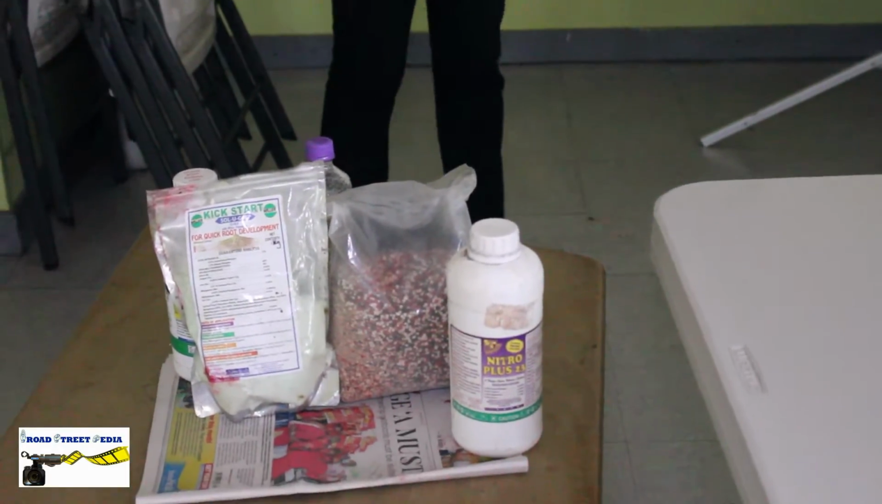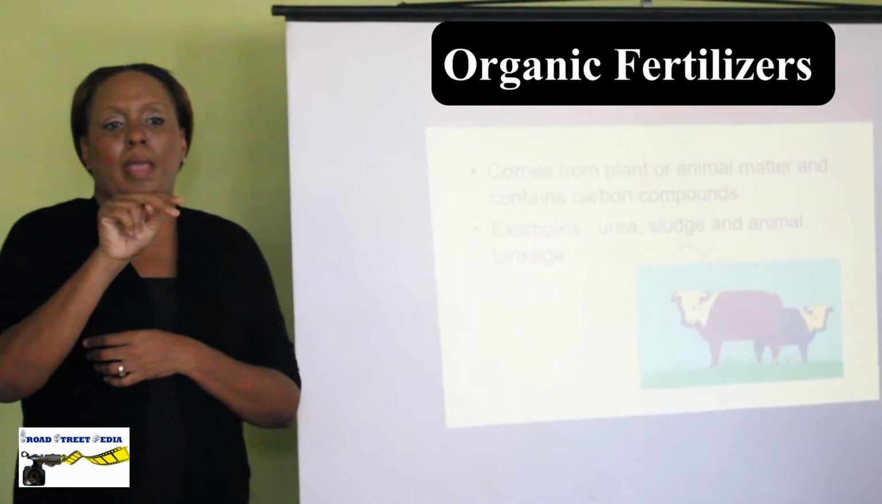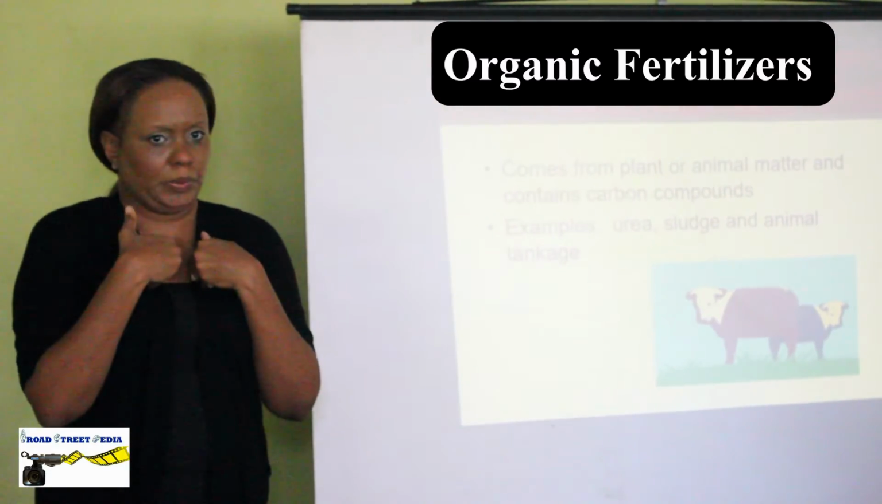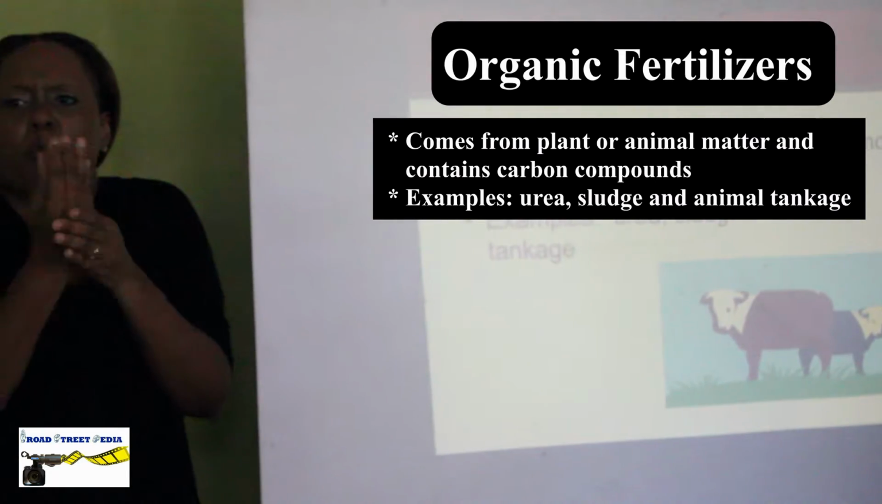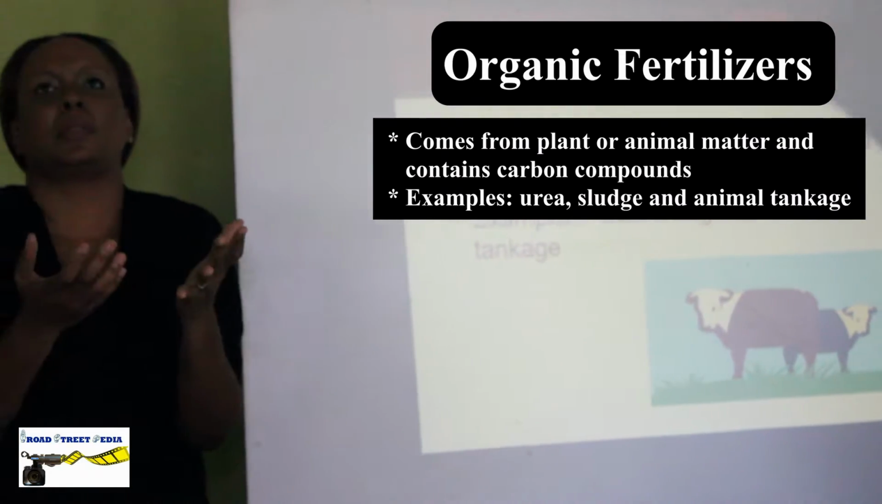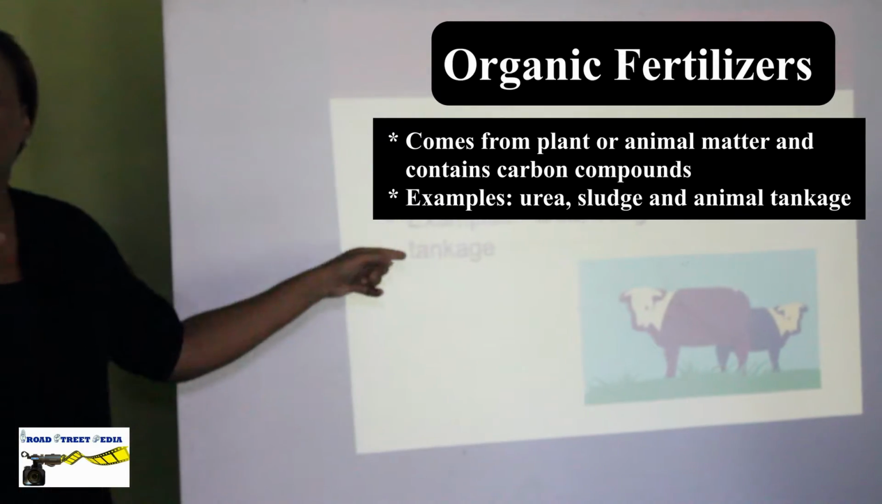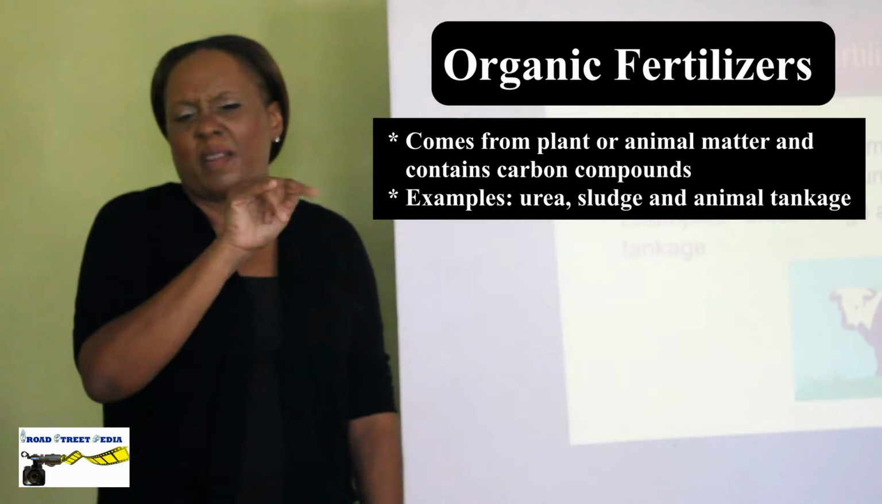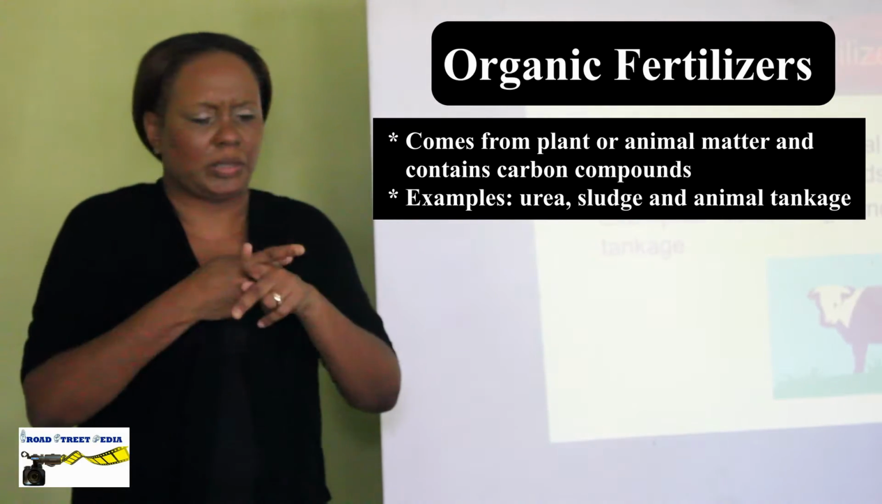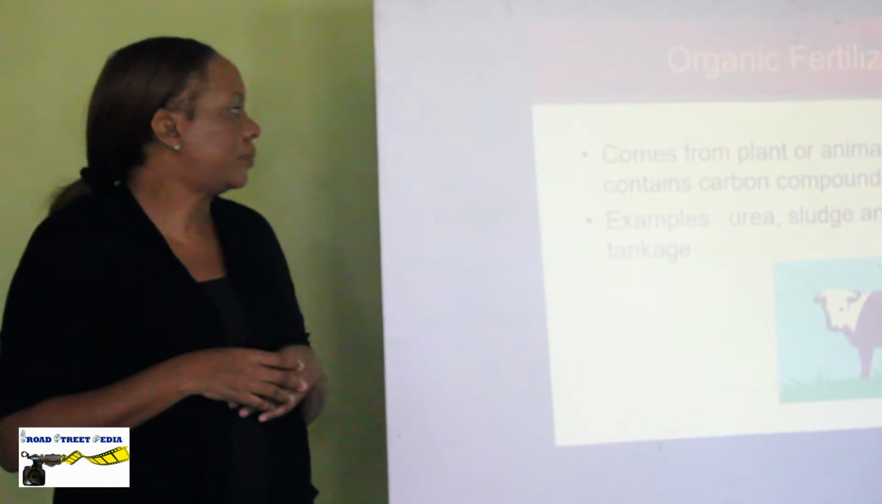Organic fertilizers come from animals and contain certain compounds like carbon for the development of growth. An example would be urea, and these are fertilizers that you can view in your horticultural stores or your agricultural stores.